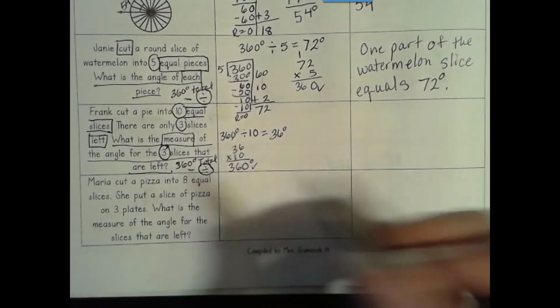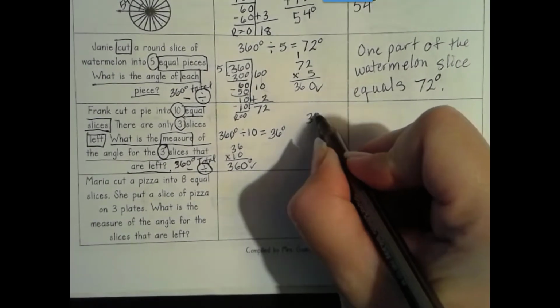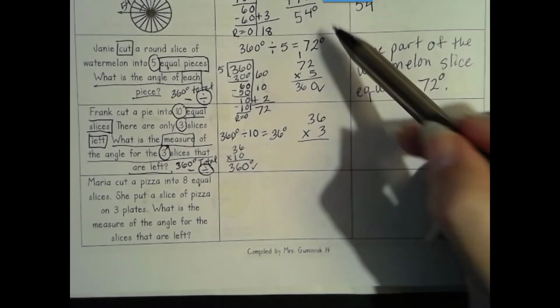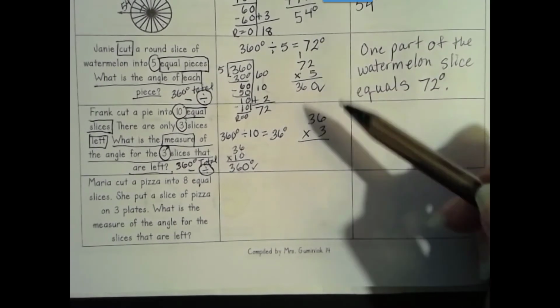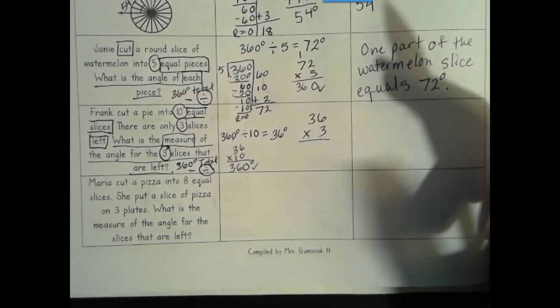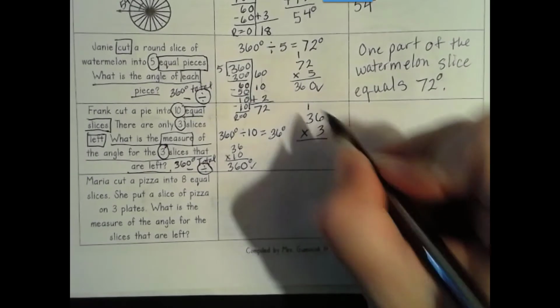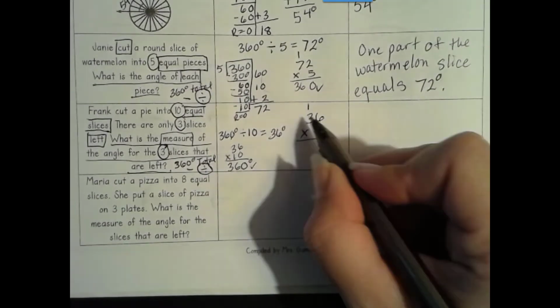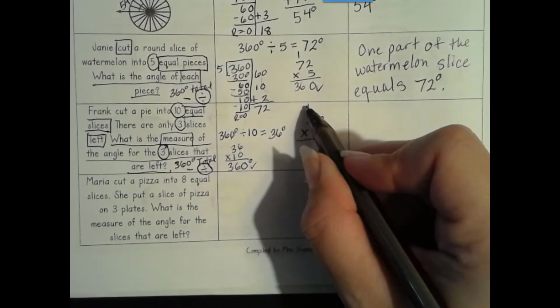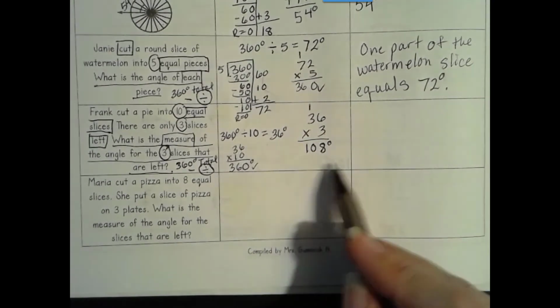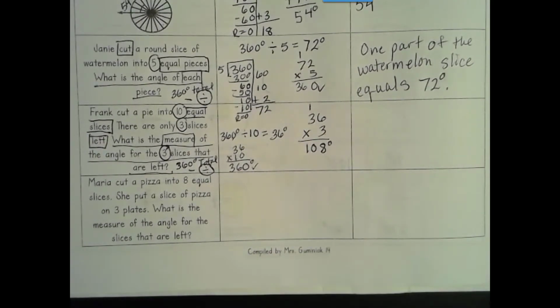What would 3 be? Well, I could add 36 3 times, or this time I'm going to go ahead and multiply. But I could do it just like the 18, 18, 18. I could just do repeated addition. That works as well. 3 groups of 6 is 18. 3 groups of 3 tens is 9 tens, plus 1 more is 10 tens. So the 3 slices together would be 108 degrees.